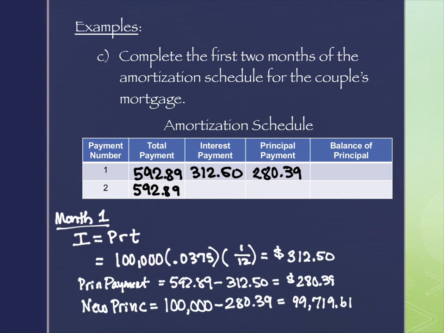$99,719.61. Okay, $99,719.60. Wait, is it 61 or 60? Or does it matter? Oh, I have 61 though. Sorry.